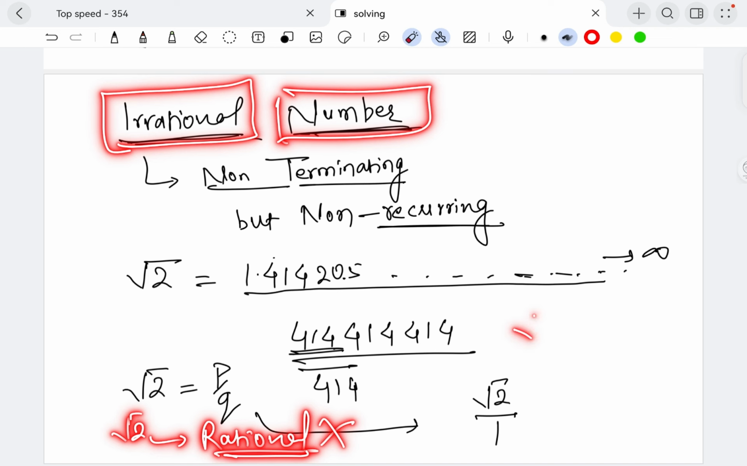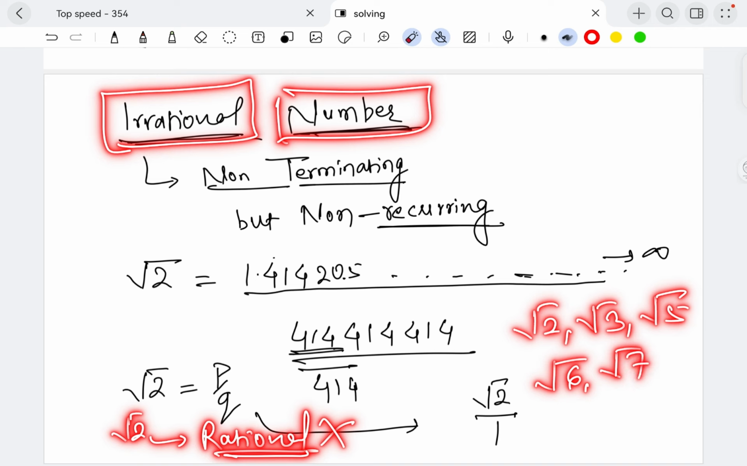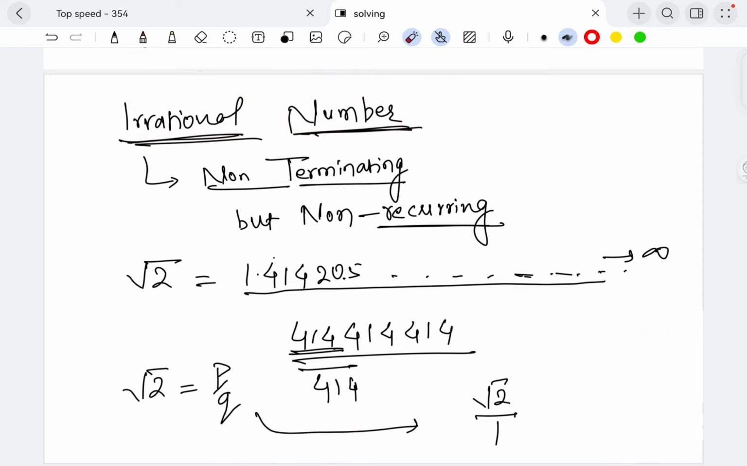Hence, root 2, root 3, root 5, root 6, root 7, all those numbers whose proper square roots do not exist are irrational. You cannot say that about root 4. Root 4 will be 2, and this is an integer, and 4 is an integer too. The square root of 4 comes directly as 2. That's why root 4 is not an irrational number.